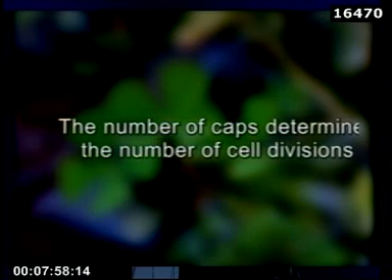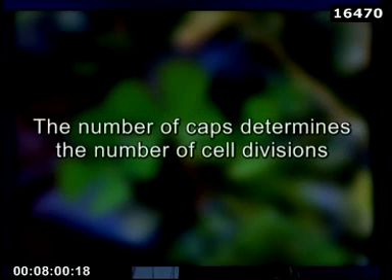In Oedogonium, the successive divisions take place only in the cap cells, so the number of caps formed on the cap cell determines the number of cell divisions the cap cell has undergone.